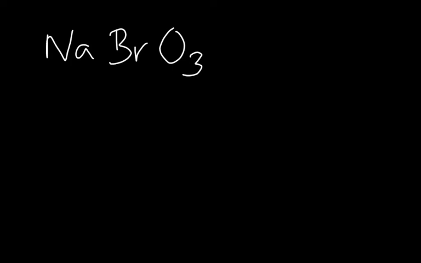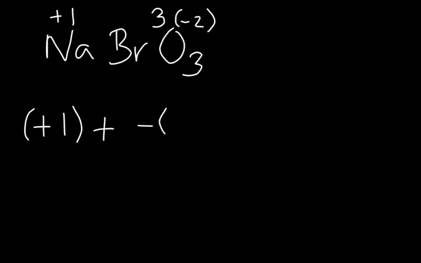So we know that oxygen's individual oxidation state is -2. Since we have 3 oxygen atoms, we have to multiply that charge by 3. And sodium, if you remember where it is on the periodic table, it's in the first column, and it's a +1. So to find bromine, we simply just add up the oxidation states.